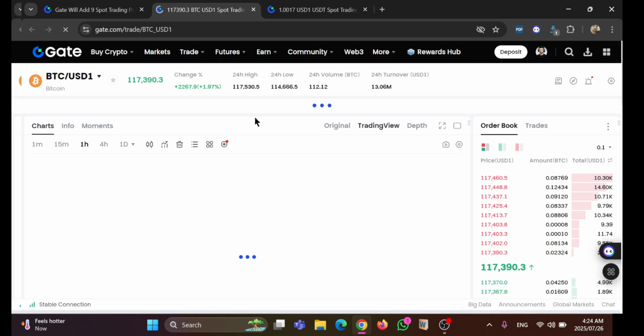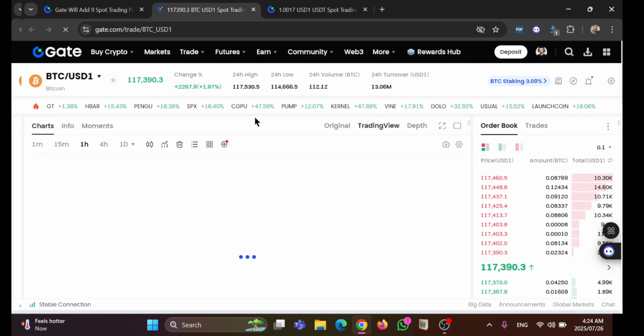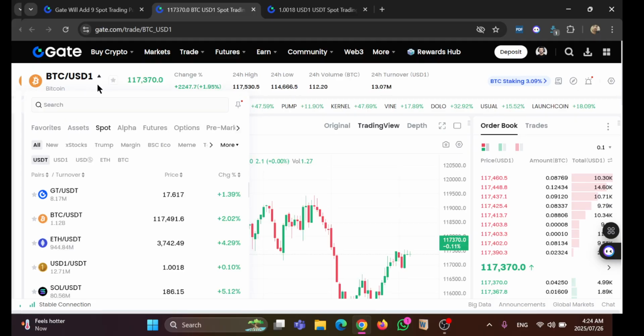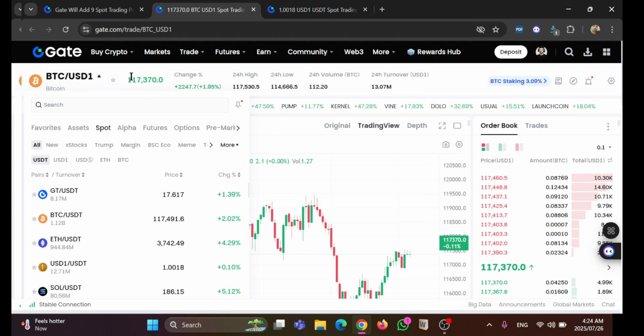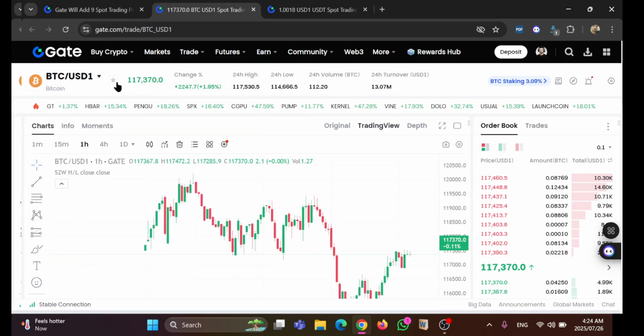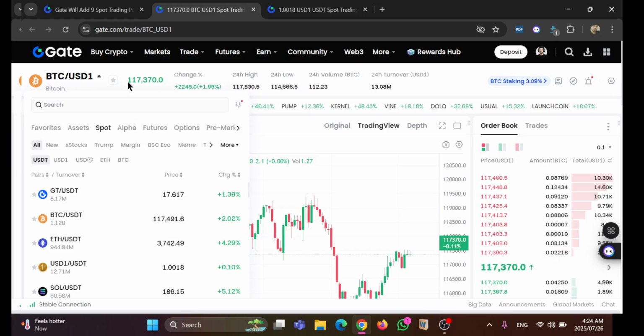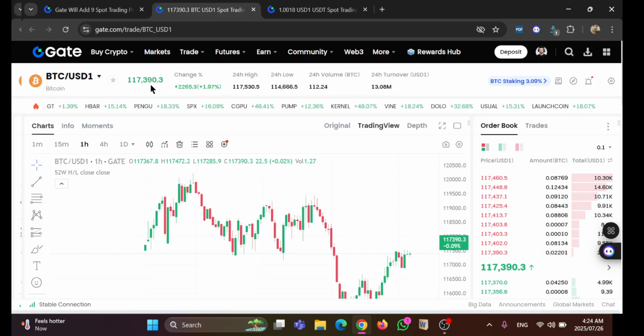This is the USD1 spot trading pair, and in this you have to trade Bitcoin by using USD1. And I have told you how to buy USD1. The current market price of Bitcoin in the form of USD1 is 1,17,390.3 USDT. The market price has increased by 2,245 USDT. It is 1.97%.